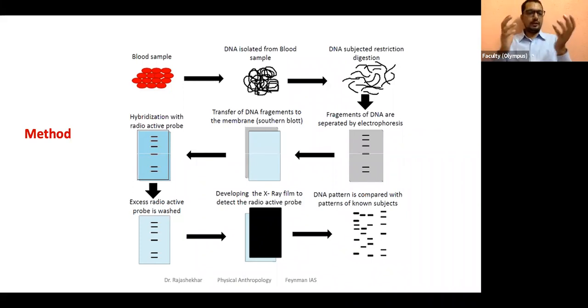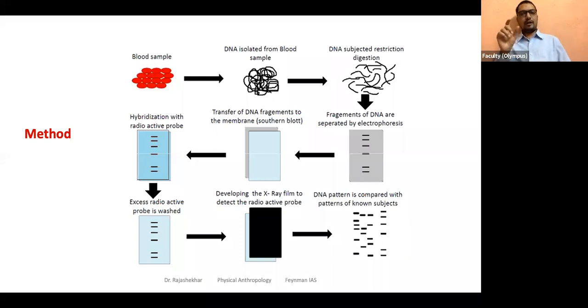So what do you do? You take a container with electrodes in it. Towards the negative electrode, you place the DNA sample that you want to analyze, and you push it to the positive electrode through electricity. So DNA will be attracted to the positive electrode, but based on the size, when DNA moves from one side to another, the DNA gets separated.